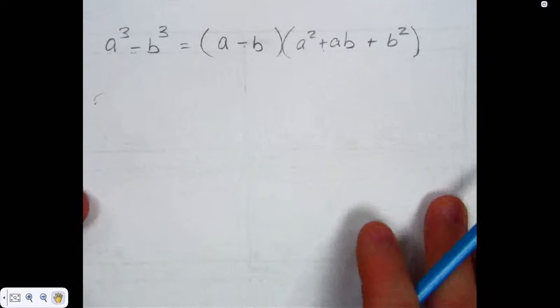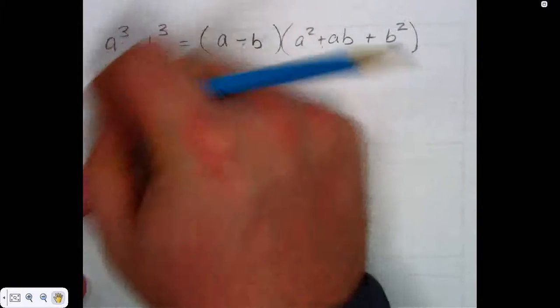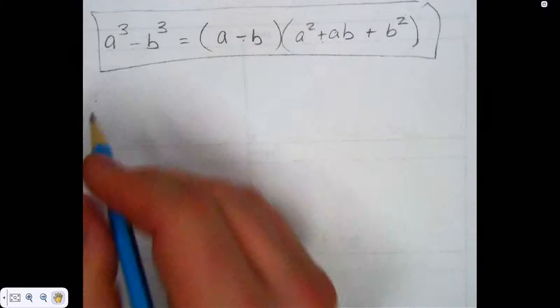Okay. This is your rule for when it's a to the third minus b to the third. So let's now do an example.